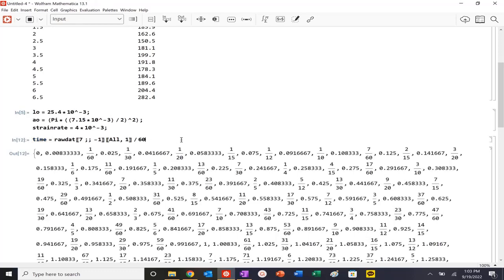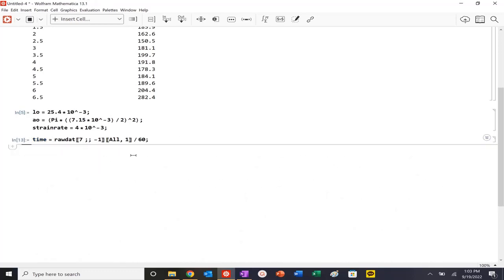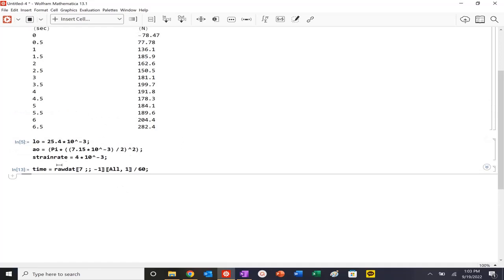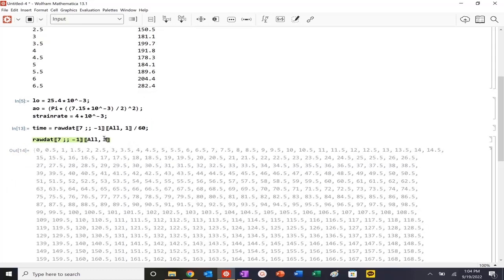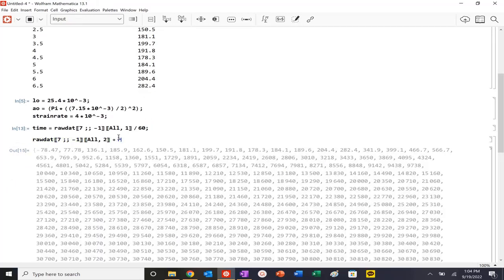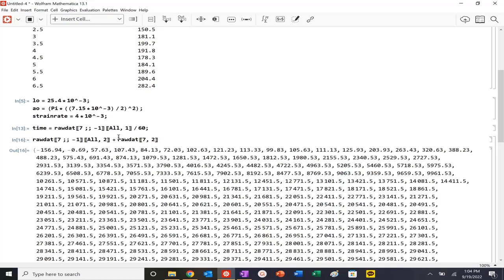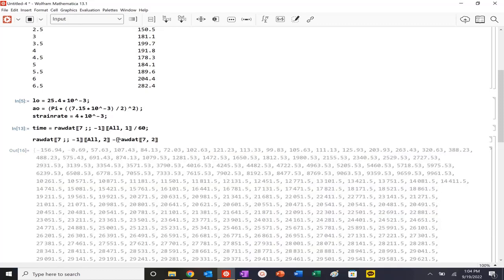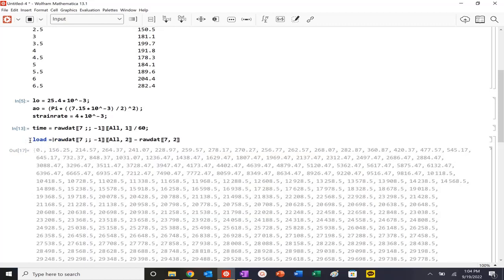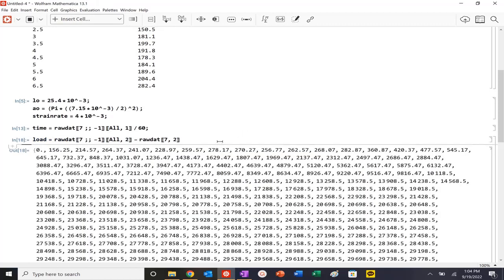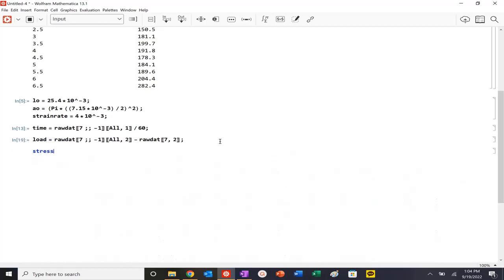I could define that as a variable and hide the output because I don't want to look at all that mess. And now I can copy this and grab, instead of the first column, the second column, that's my load. I want to start everything at 0, so I subtract the initial value. All right, there we go. They should have balanced that, but we'll take care of that. So that's my load here.